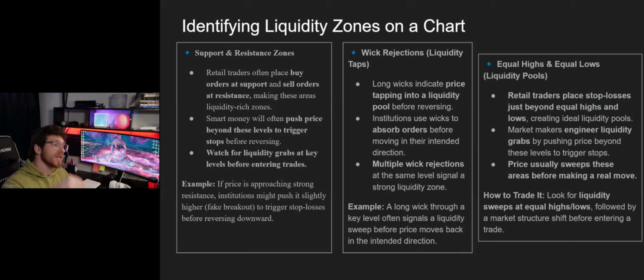So let's say we're going down towards our sell side liquidity. We hit a 4-hour low and a huge wick ends up on a candle. So we get a huge wick down and then a bullish candle out of it. That's most likely that liquidity is being grabbed. We stopped out a lot of orders, and the banks are about to fill in their orders and continue price in the up direction. So an example of a long wick through a key level often signals a liquidity sweep before price moves back in the intended direction, like I was just explaining.